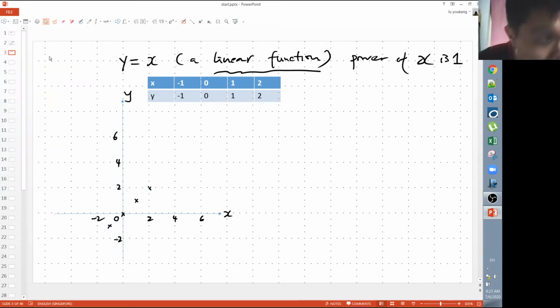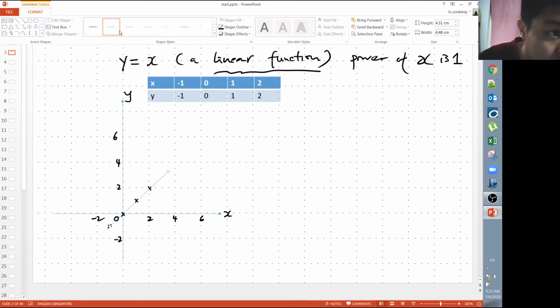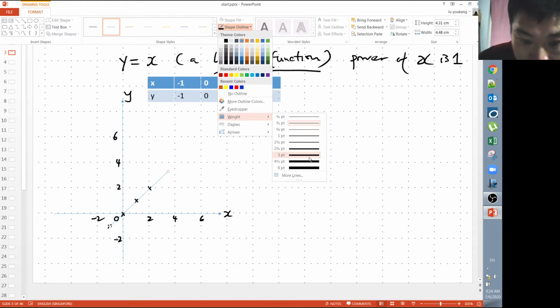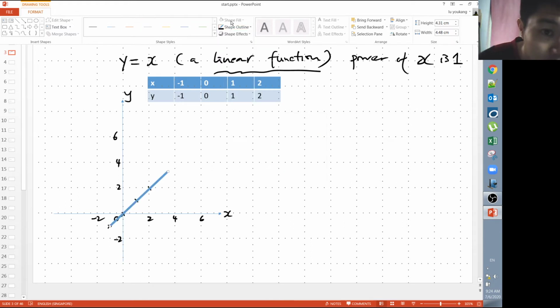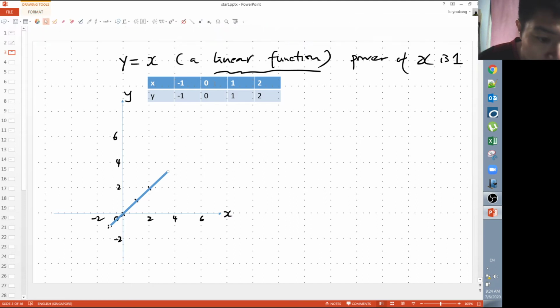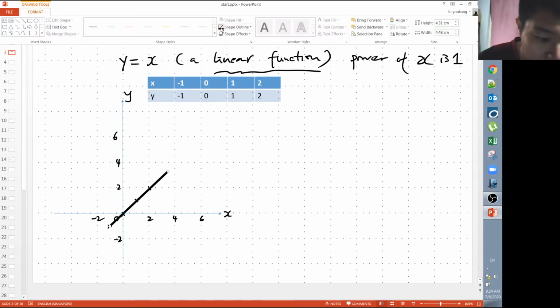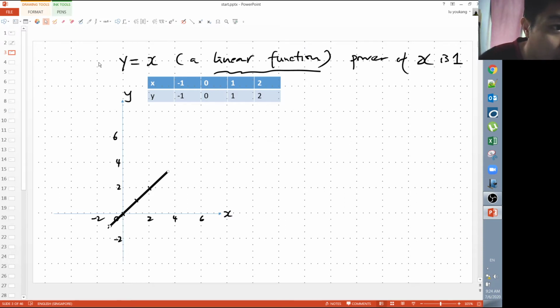This is not what I want. I want a straight line. So start from here. Let's link them up. We make it thicker. Okay, can you see? Alright, so you have a straight line already. Okay, so this is your y is equal to x. So that's how you can draw your y is equal to x, which is a linear function here, and the power of your x here is 1.